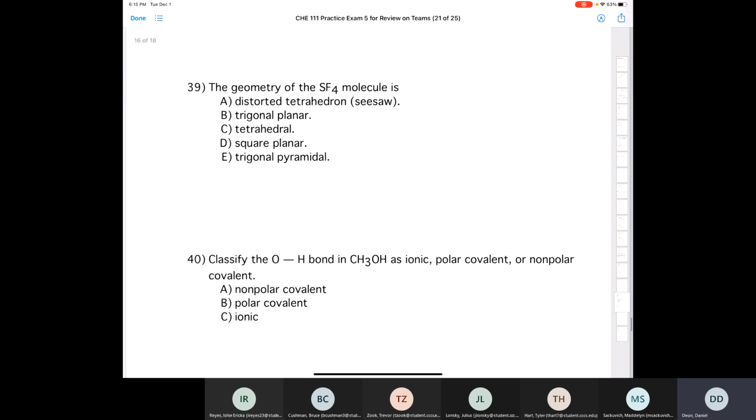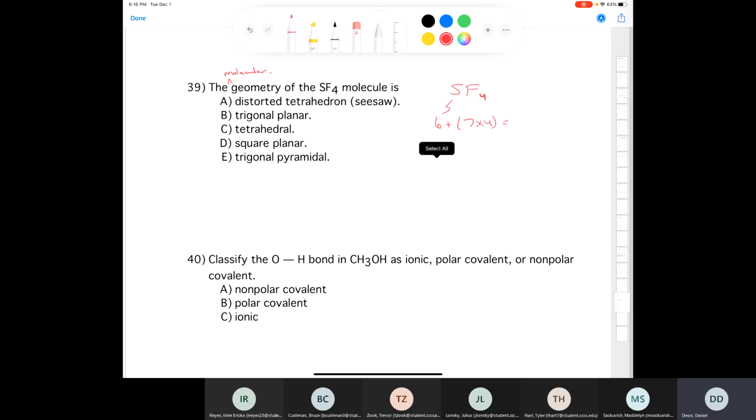Number 39, the geometry. And when it says just geometry like that, it means the same thing as molecular geometry of the sulfur tetrafluoride molecule. Well, if we tally up the total number of valence electrons in SF4, sulfur tetrafluoride, we have 6 from the sulfur, plus 7 times 4, that's 28, plus 6, that gives us a total of 34 valence electrons.